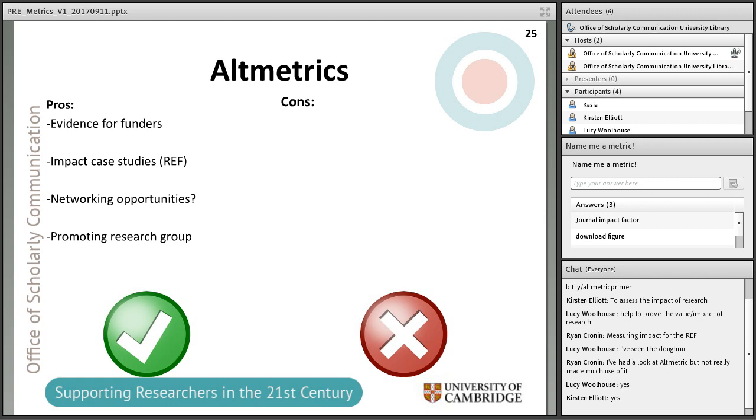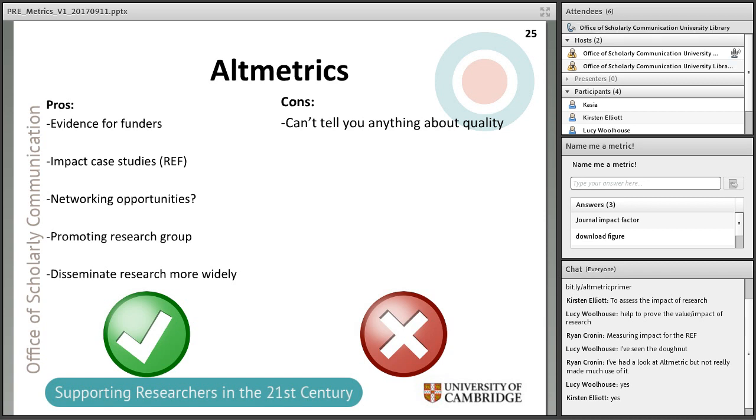It's good for promoting your research group, so if you can get everyone doing it, then you can really make a splash or get yourselves known. And it means you can disseminate your research much more widely. So if you're putting it out there and making it available, making people aware of it, then more people are gonna read it.